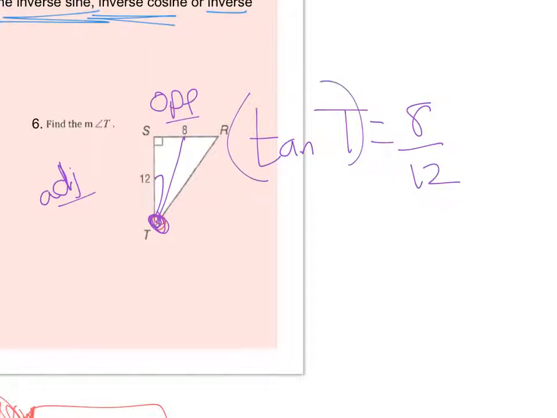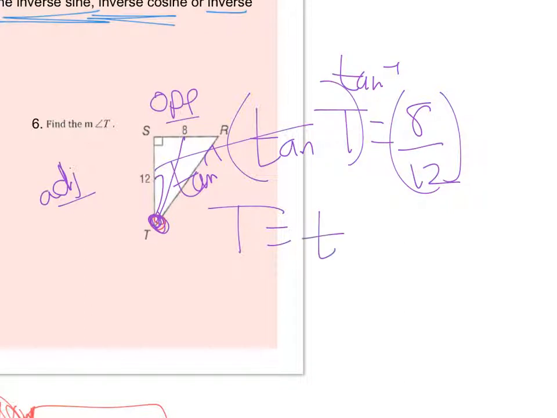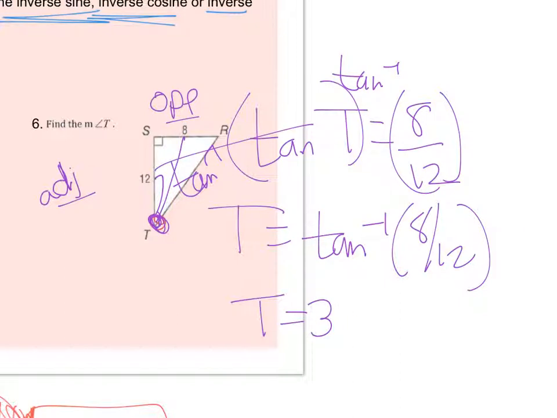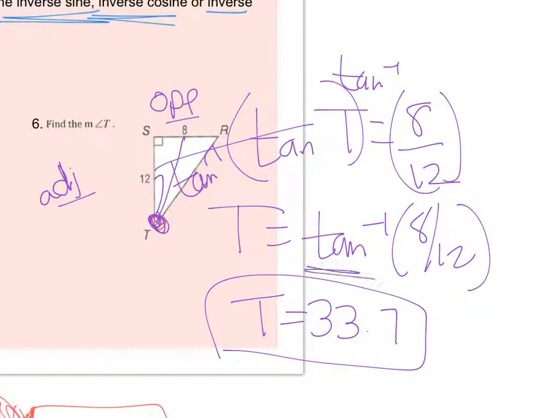So now to get rid of that, I'm going to take the tangent inverse of both sides. So that's going to cancel out, and we'll be left with angle T, tangent inverse of 8 over 12. So when I do that, T is going to be equal to 33.7. So that's how big that angle is. So if you want me to show you how to do it on the calculator, please do. I'd be more than happy to help you with anything that you need to see.